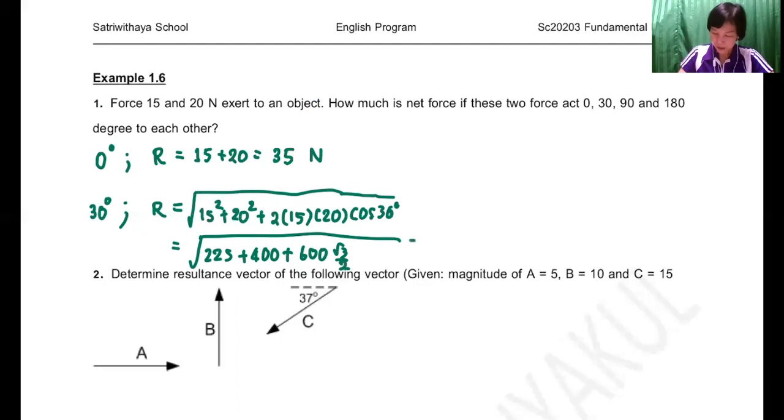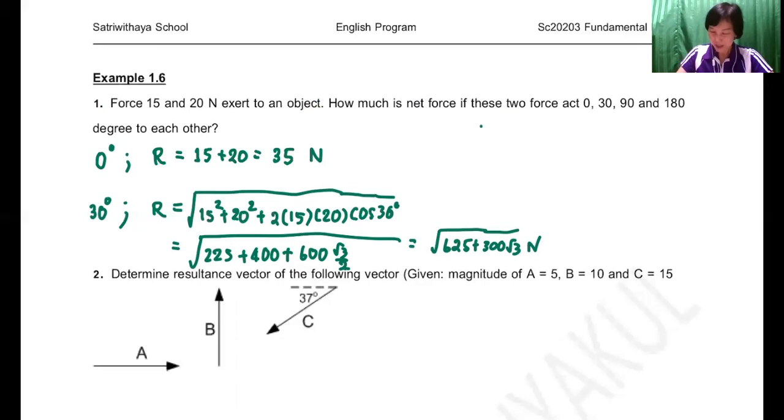Oh, really difficult for you. I will answer in terms of 625 plus 300 square root 3 Newton. I will not calculate more; I will answer in this form.